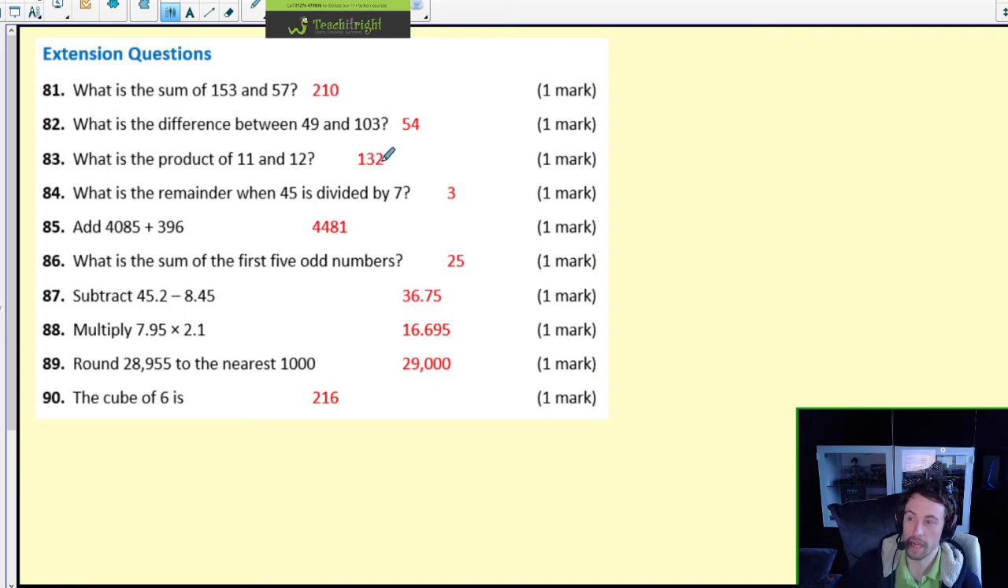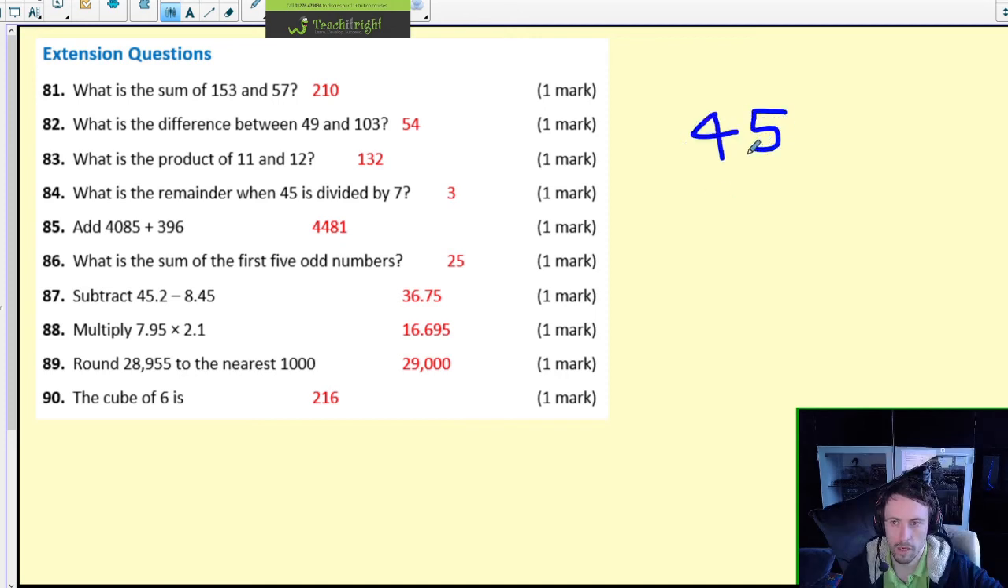What is the remainder when 45 is divided by 7? So you're going to have 45 divided by 7. You can do sort of a bust up if you want to. 7 goes into 4, nothing. 7 goes into 45 6 times. Remainder 3. So it's asking you what that remainder is.